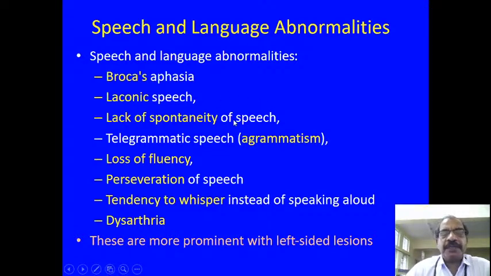And whatever the speech, the patient will have a lot of hesitation to express himself or herself. And whatever the expression, sometimes the grammar may not be normal. It may be abnormal because the patient can't express properly. And sometimes there may be perseveration of speech. Dysarthria may come because this part may cause dysfunction of the motor part of the tongue, lips, and also the larynx. So that may result in dysarthria also.